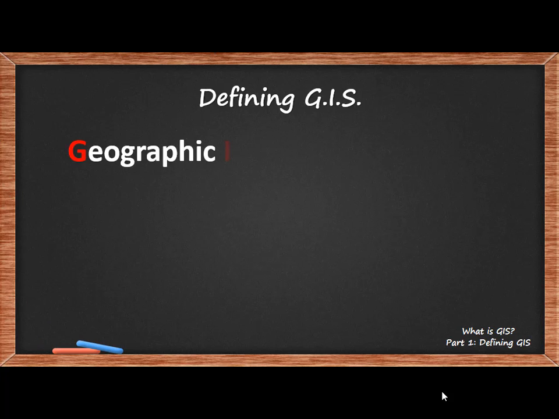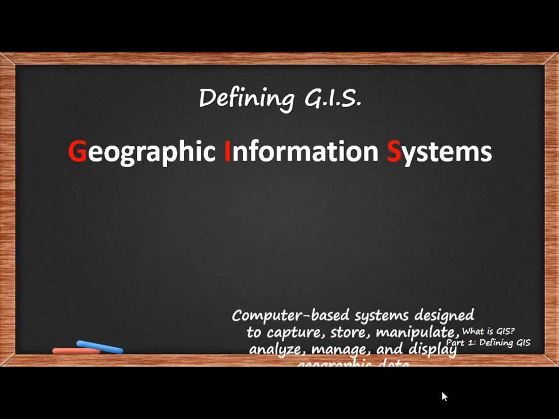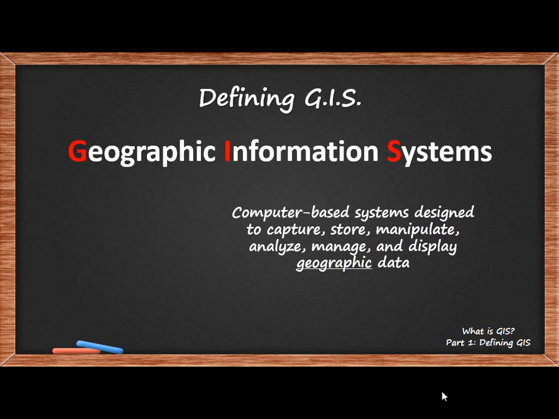GIS stands for Geographic Information Systems. These are computer-based systems that are designed to capture, store, manipulate, analyze, manage, and display all sorts of geographic data. As their name suggests, GIS are information systems, or networks of hardware and software that are used by people and organizations all over the world to collect, create, process, and distribute data.